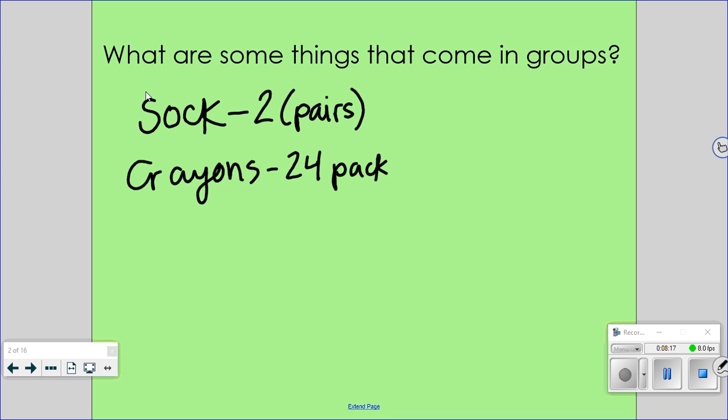Anything else you can think of that comes in groups? Markers? Yeah. Are they going to come similar to crayons, like a 24 pack or even an 8 pack? I think I've seen markers. Yeah. Brayden? Pencils. Pencils normally come with what? How many in a pack?